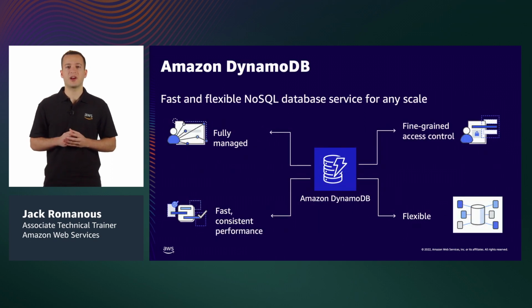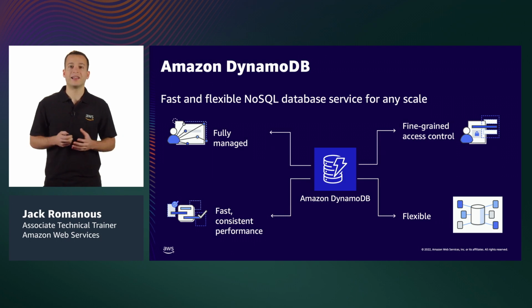Next up, we have Amazon DynamoDB, which is a fast and flexible, non-relational database service for applications that need consistent, single-digit millisecond latency at any scale. The fully managed nature of DynamoDB makes it really flexible for many different use cases, but also takes away a lot of the management tasks. DynamoDB handles all the partitioning of data in your table, so you don't have to worry about managing those different partitions yourself. You also get fine-grained access control with identity and access management.